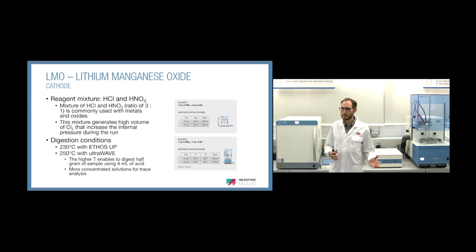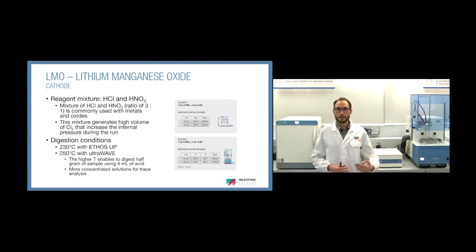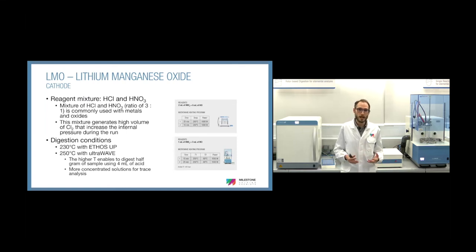Even here, the digestion temperature used was different: 230 degrees for this unit, and 250 degrees with the SRC technology. Working at higher temperature again, it was possible to reduce the volume of the acid. So we prepare 0.5 gram of lithium manganese oxide with only 4 milliliters of acid using this technology. Even the time is a little bit shorter here, but it's just 5 minutes less compared to the rotor-based technology.